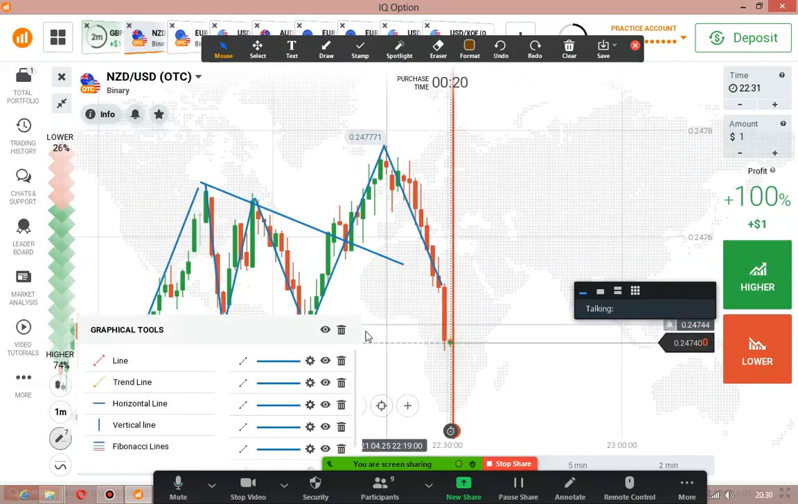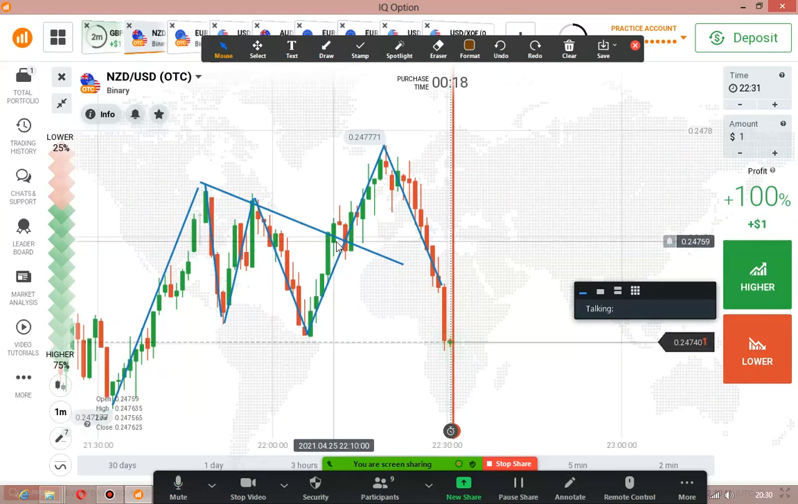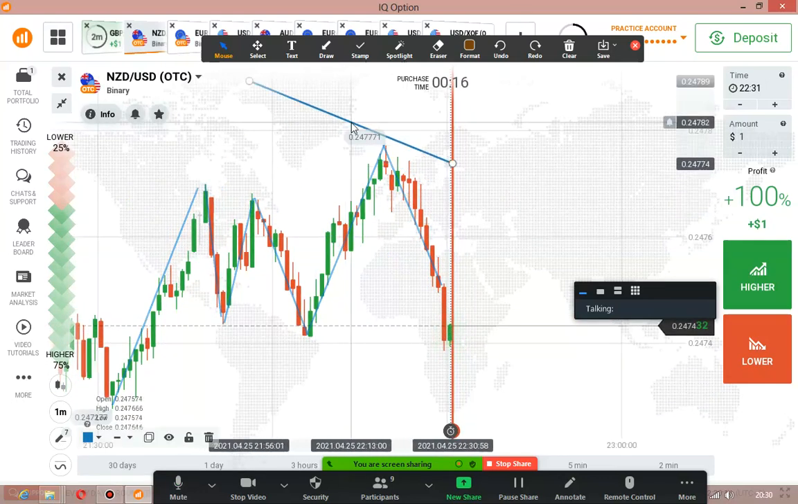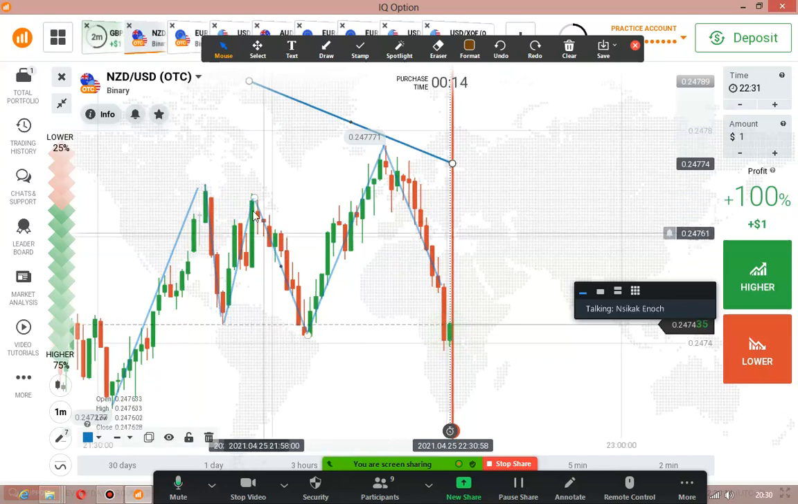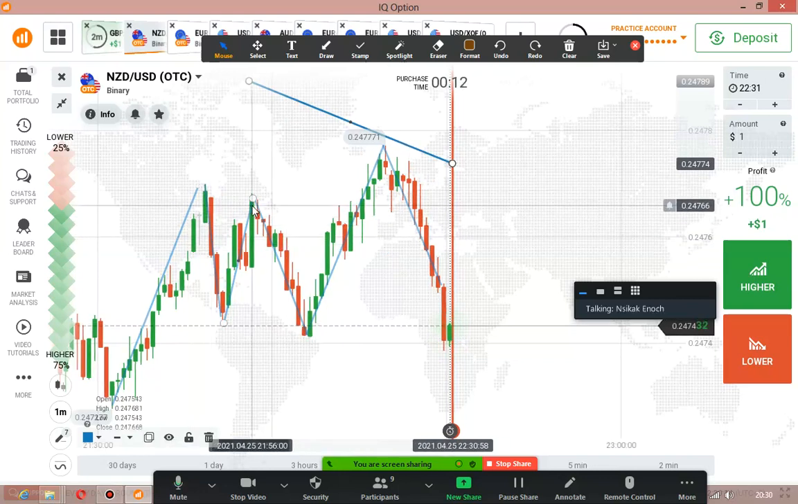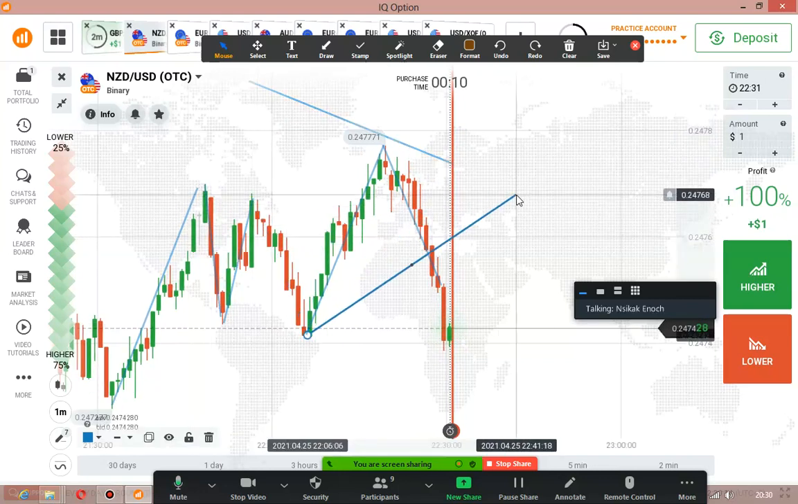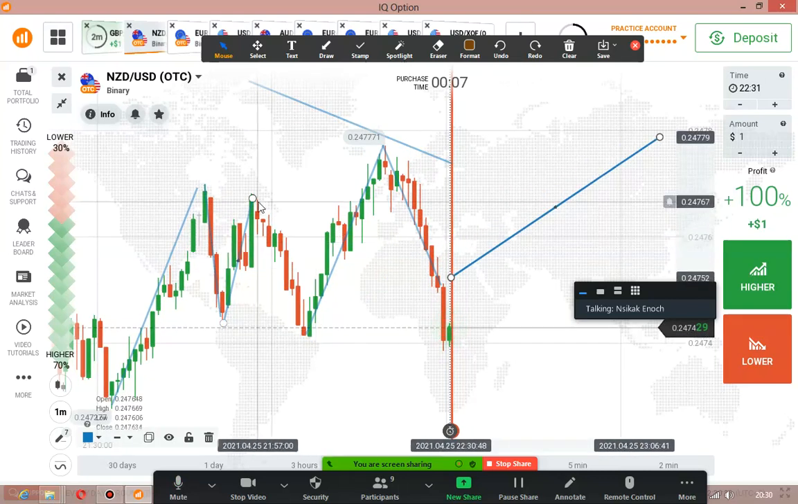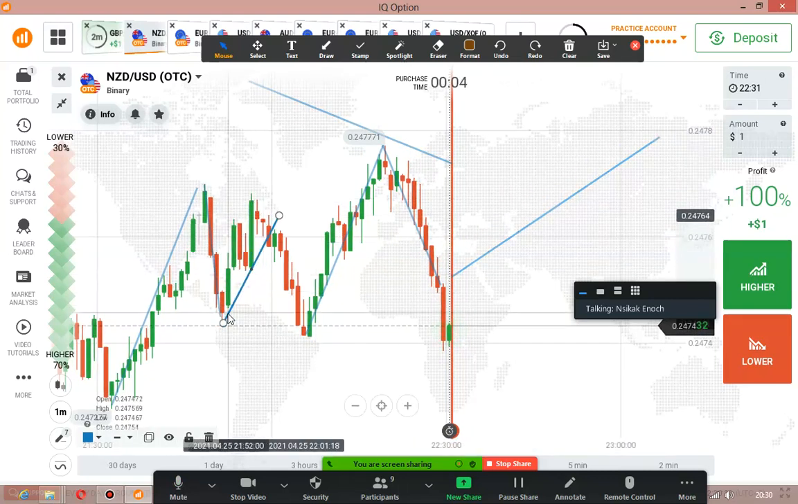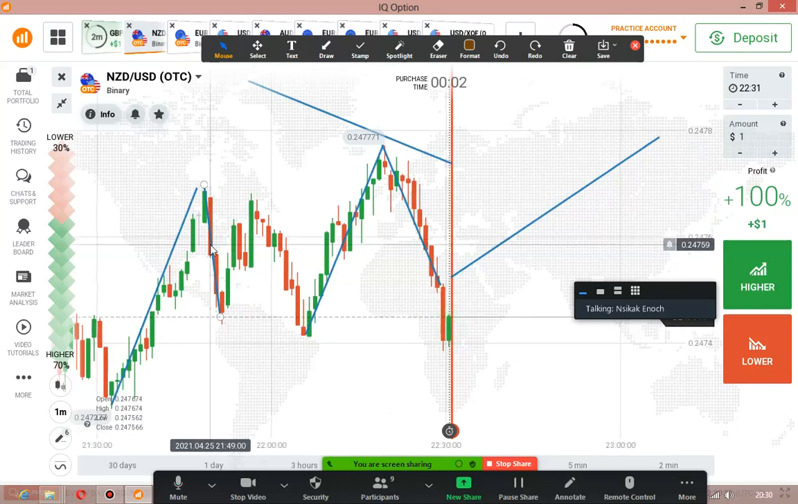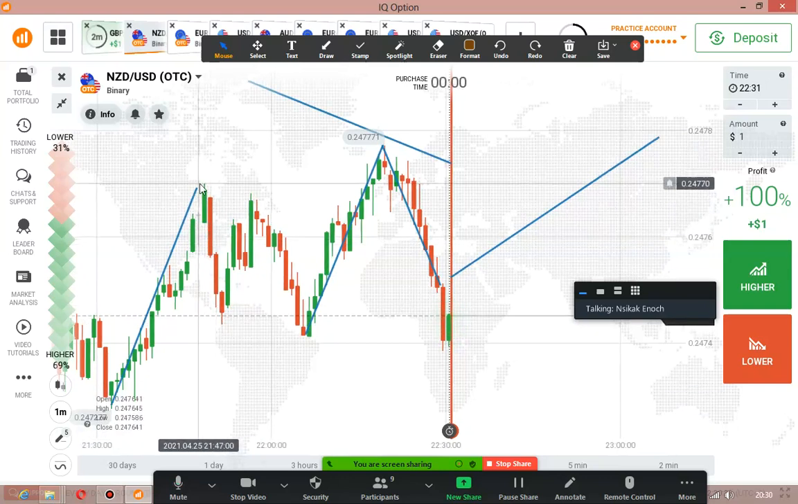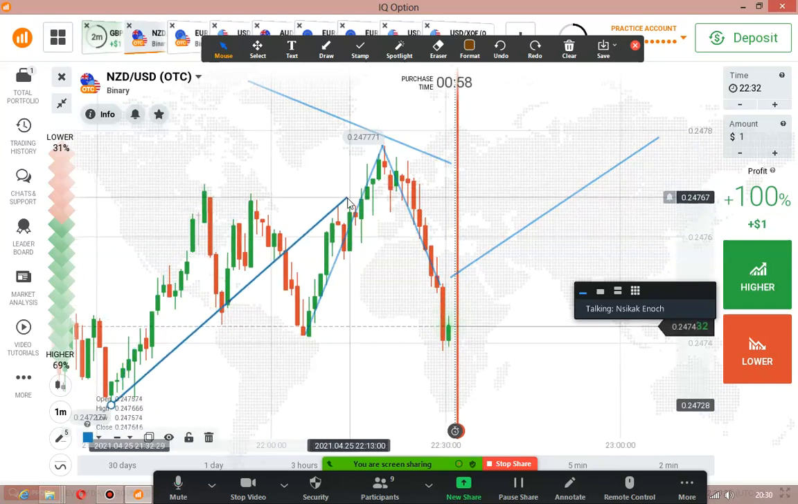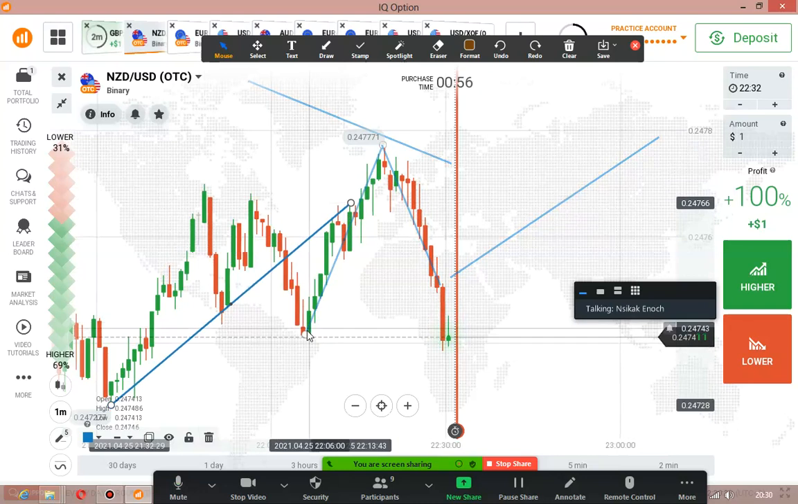Okay, let me do it this way. The problem with this analysis is how can you identify them whenever you come across them? How can you say this is a reversal pattern or this is a continuation pattern? That is the main problem now. But you have to stick with your analysis and your daily plan.